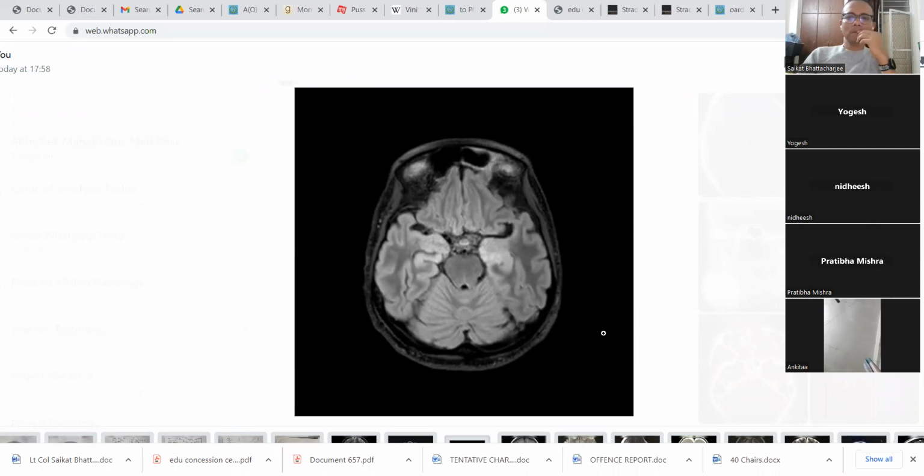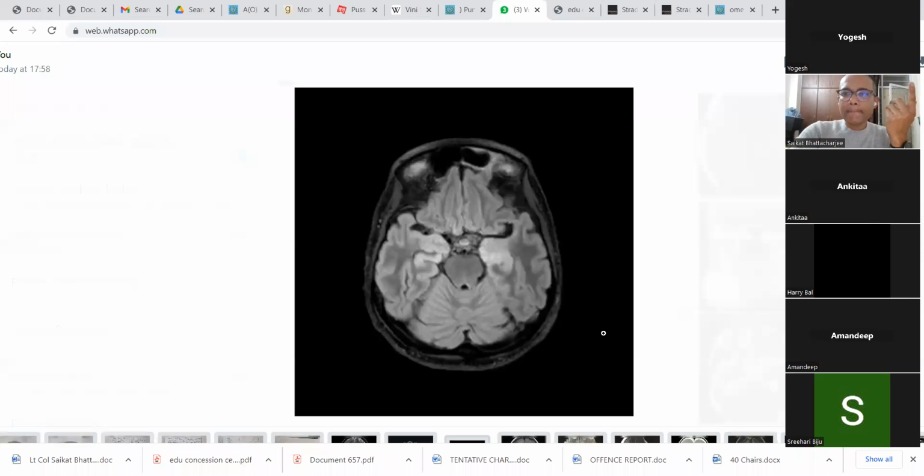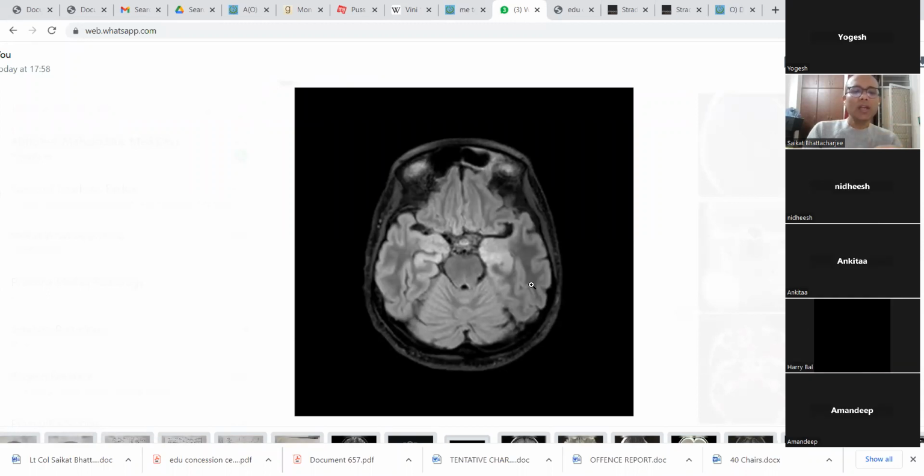bilaterally. But where is the dilatation of the temporal horns of the ventricles for you to say that there is sclerosis? Sclerosis gives rise to that abnormal hyperintensity as well as, because of the atrophy, minimal dilatation of that particular temporal horn. You don't see that here. So something else, Nidish?